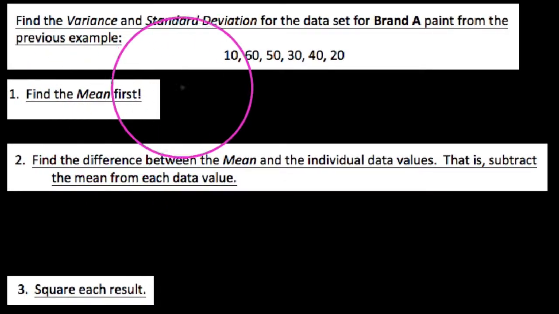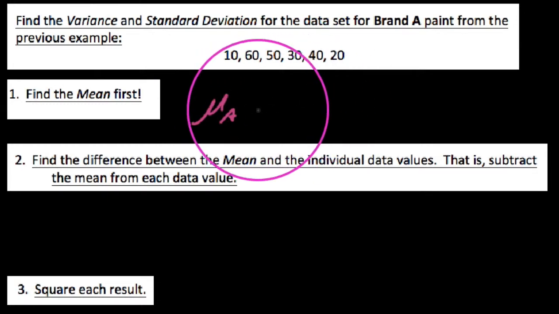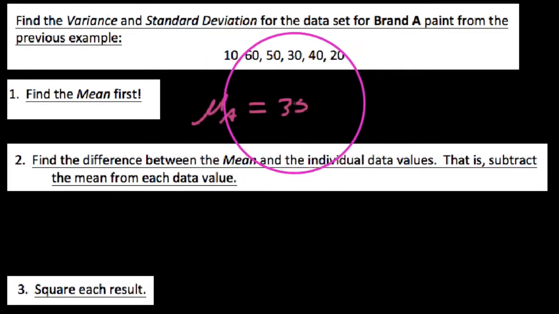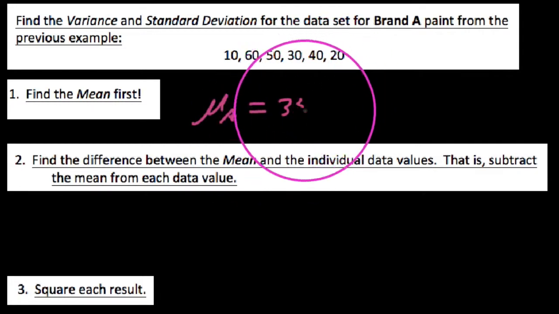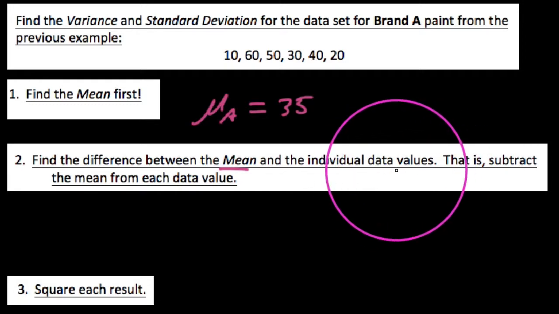So we're going to find the mean first. And as a matter of fact, we already did find the mean. We're going to do the standard deviation for only brand A here. So the brand A mean was 35 months. Now, this is really important. It says find the difference between the mean and the individual data values, or the x values.